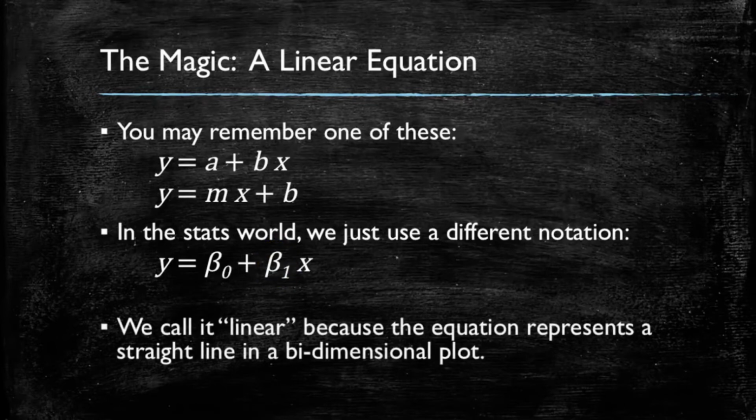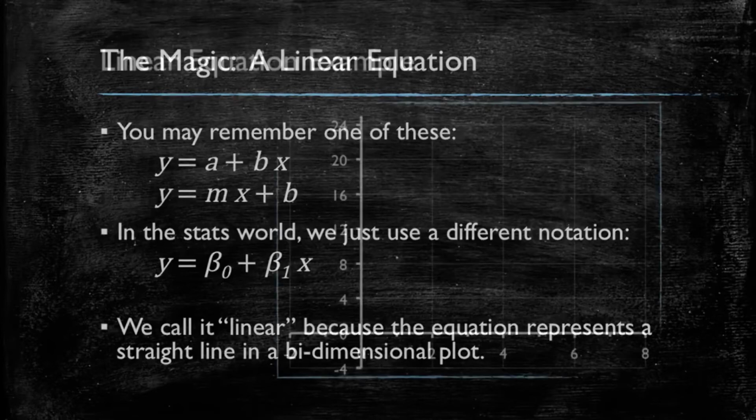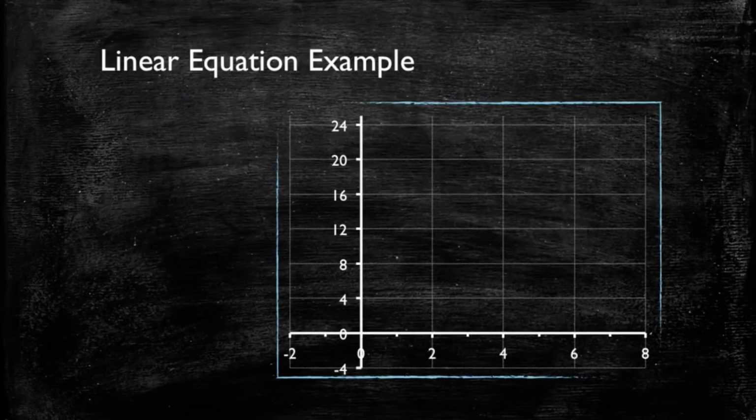And as a recap, we call these linear equations because they will appear as a straight line if we plot them in a two-dimensional plot. Let me show you an example of a linear equation. And remember, our model is y equals beta sub 0 plus beta 1 times x.